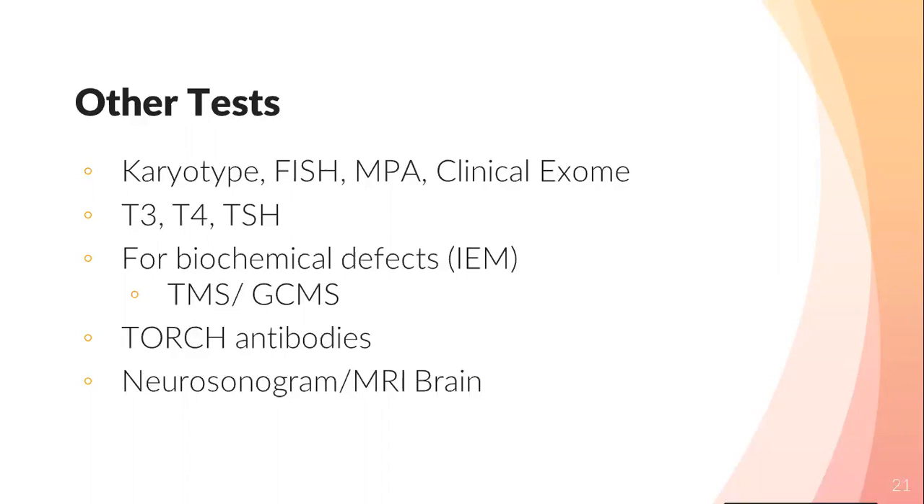There are other things like ultrasound of the brain. Since the skull is not completely formed, since there are gaps within, we can do an ultrasonogram of the brain, which is referred to as neurosonogram, and MRI can also be done. These can yield various important clues about why the developmental delay is occurring.